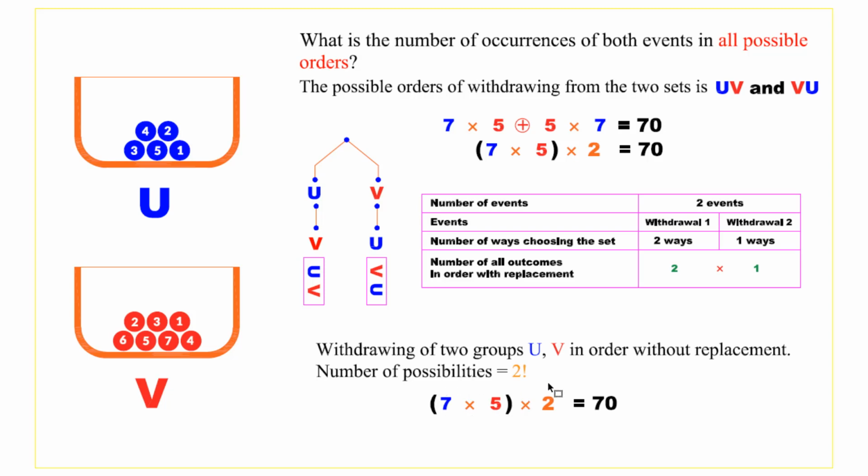And we can write that in this equation here. 7 times 5 times 2 factorial is equal to 70, and that is the number of occurrences of both events in all possible orders.